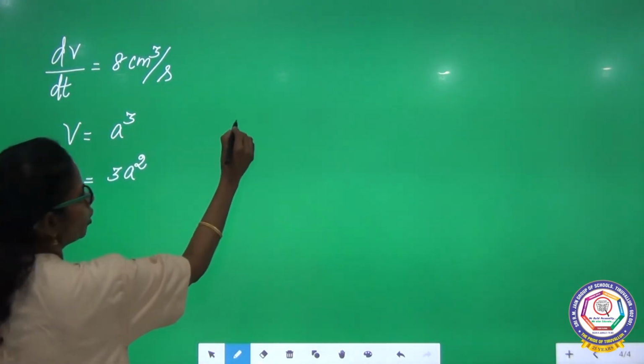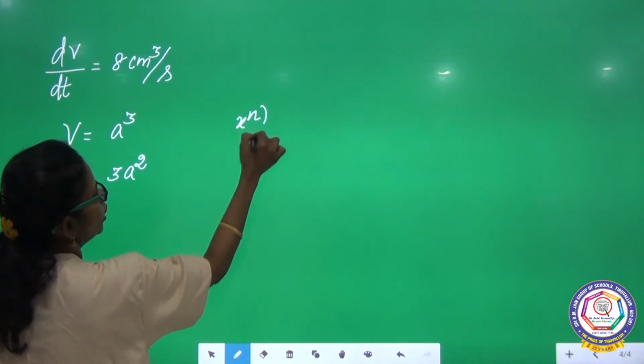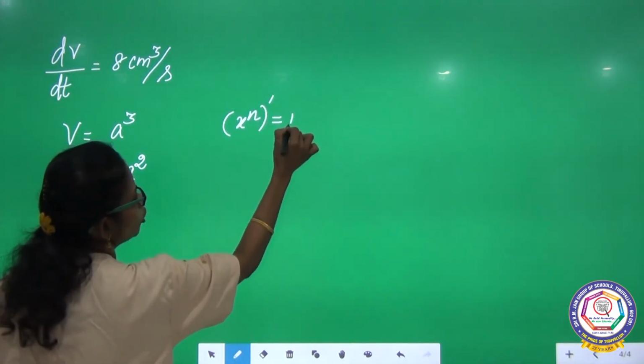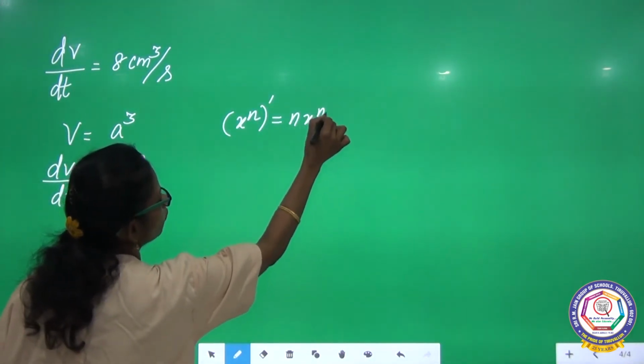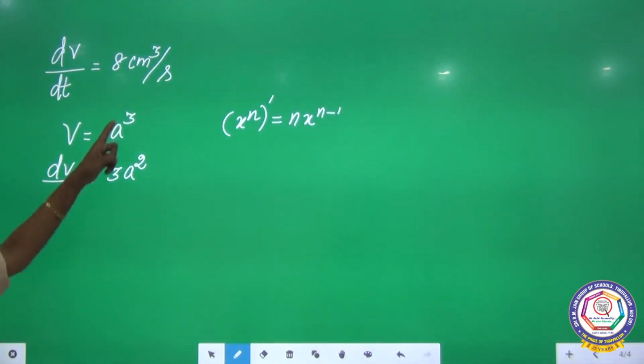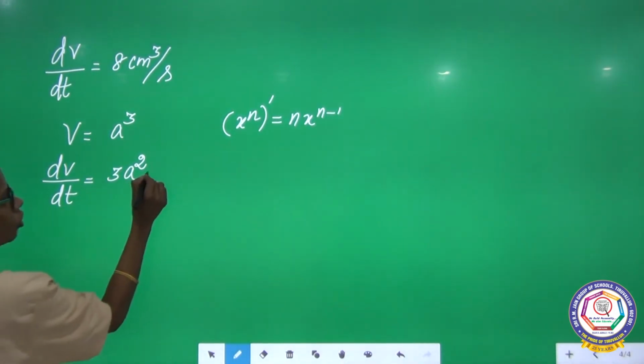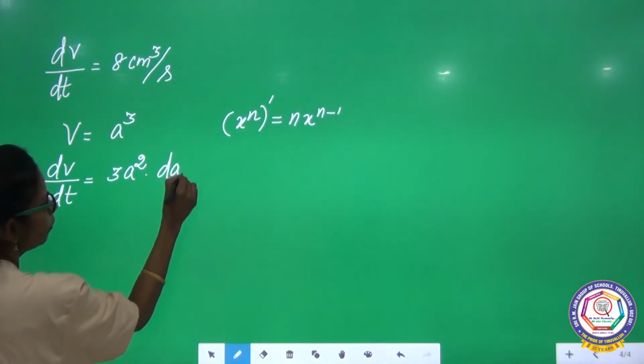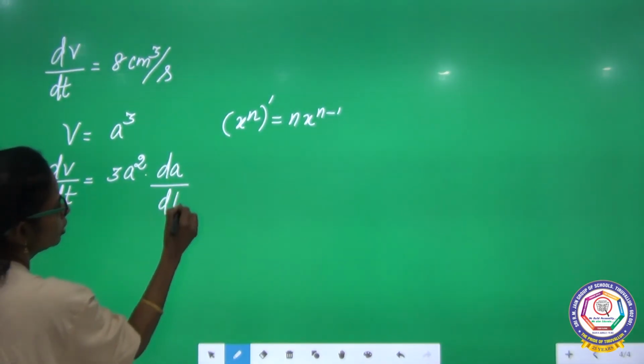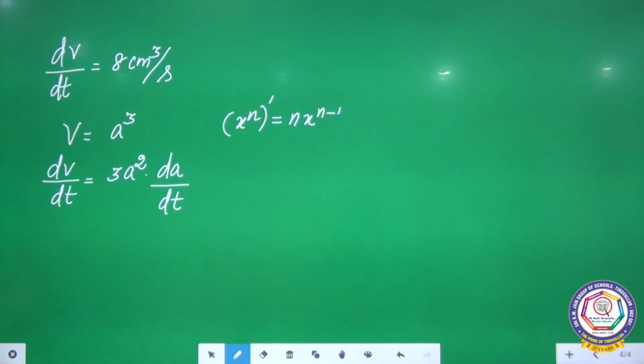What is the derivative of x power n? The derivative of x power n equal to n into x power n minus 1. That concept you are going to use, right? 3 into a square. You are going to differentiate with respect to time. So, dA by dt, right? dV by dt equal to 3a square into dA by dt.